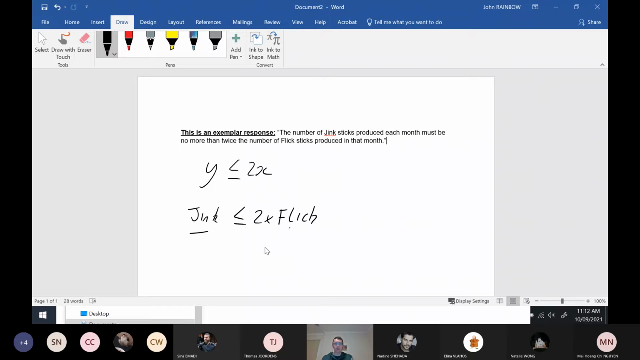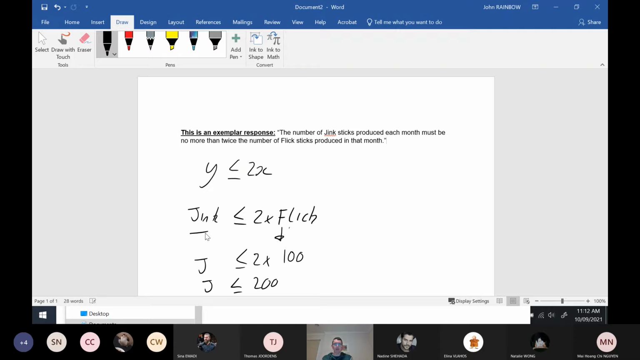Because if you think about it, if we produced 100 flick sticks, the number of jink sticks you can produce is no more than 200. Hence, the number of jink sticks produced each month must be no more than twice the number of flick sticks produced each month.